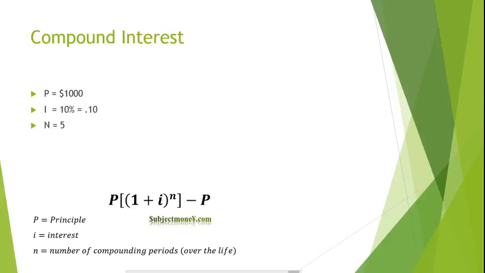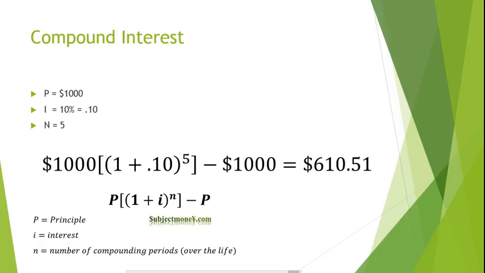Note, if your interest rate is expressed as a percentage, then it needs to be divided by 100 so that it can be expressed as a decimal in the formula. So we would divide our 10% by 100, giving us a rate of 0.10.